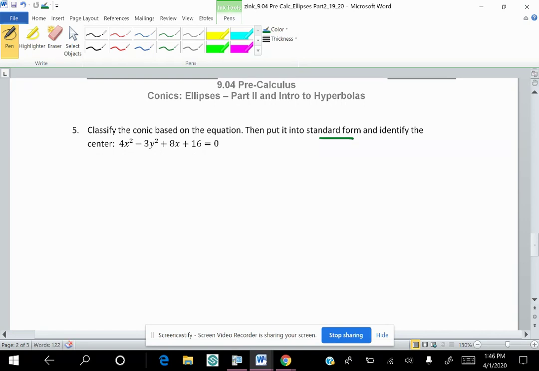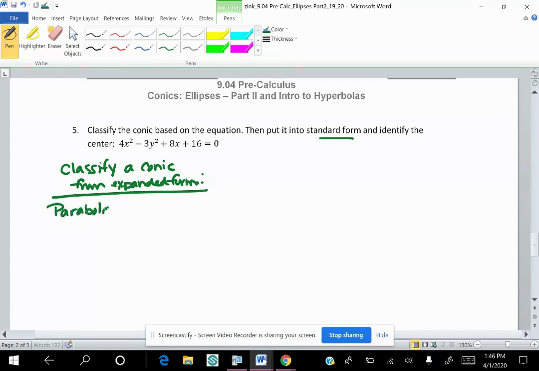So before we do that, I want to just reiterate how to tell, looking at expanded form, which conic it is. So to classify a conic from expanded form, here's what you should be looking for. Let's start with a parabola, because that one's kind of the one that's different from all of them. You're either going to have an x squared or a y squared, not both. Only one is going to be squared.